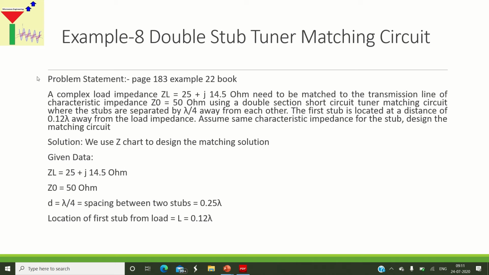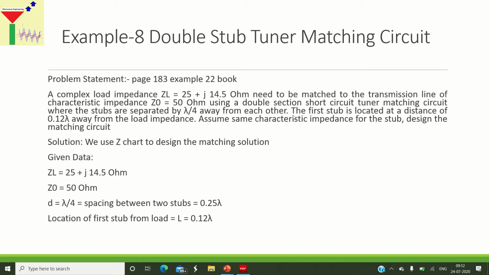A complex load impedance ZL is given, that is 25 plus j14.5 ohm, and this complex load impedance needs to be matched to a transmission line of characteristic impedance 50 ohm using a double section short circuit tuner matching circuit. Here the stubs are separated by a distance of lambda by 4 from each other.